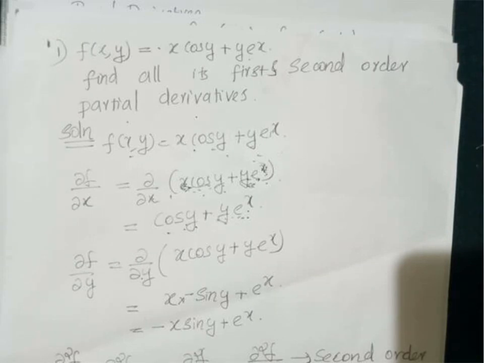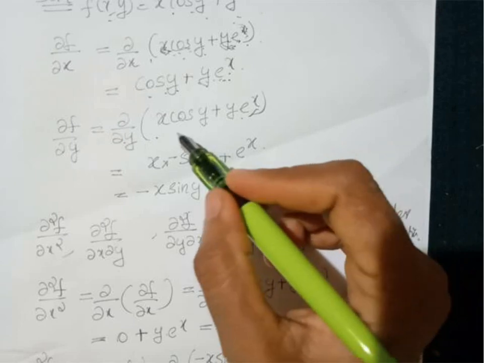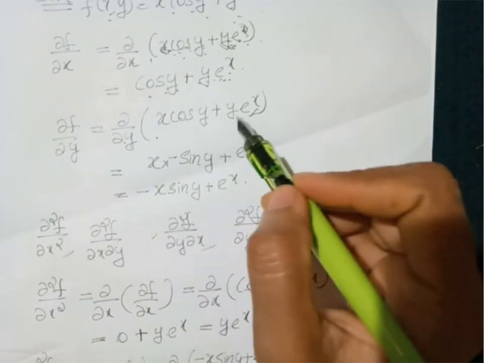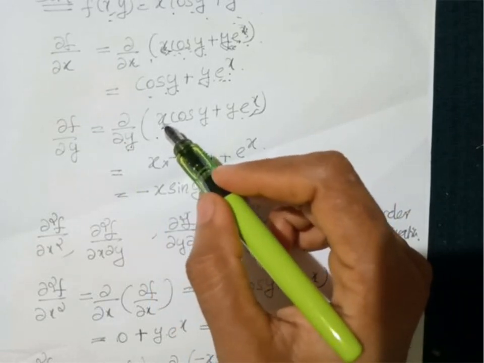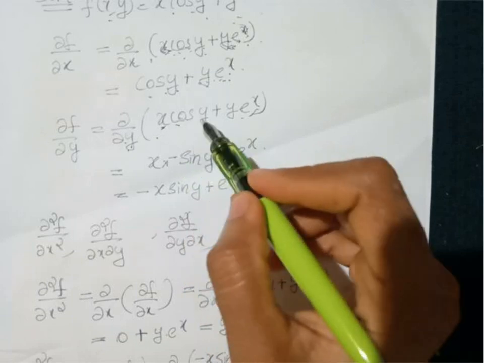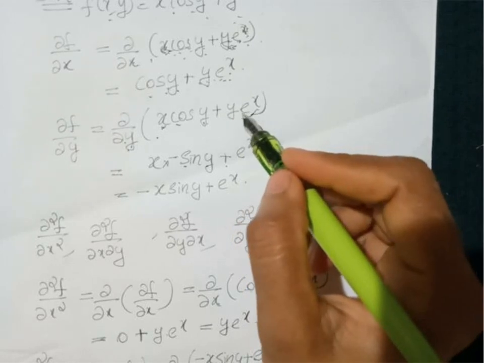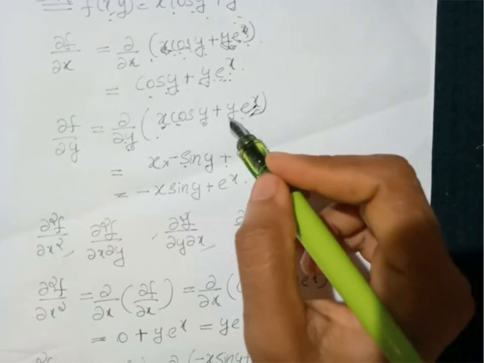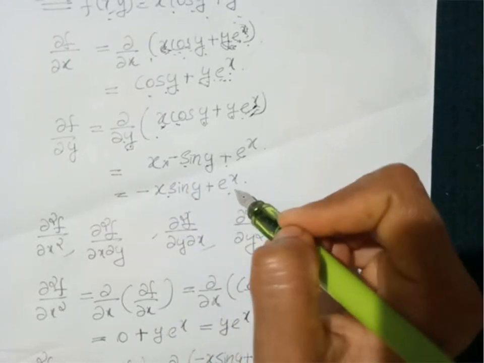And next, dou f by dou y. Dou f by dou y equals dou by dou y of x cos y plus y e raised to x. So we take the derivative with respect to y by treating x as constant. So x into the derivative of cos y, that is minus sin y, plus the derivative of y e raised to x. E raised to x is constant, so the derivative of y is 1. So minus x sin y plus e raised to x is the answer.